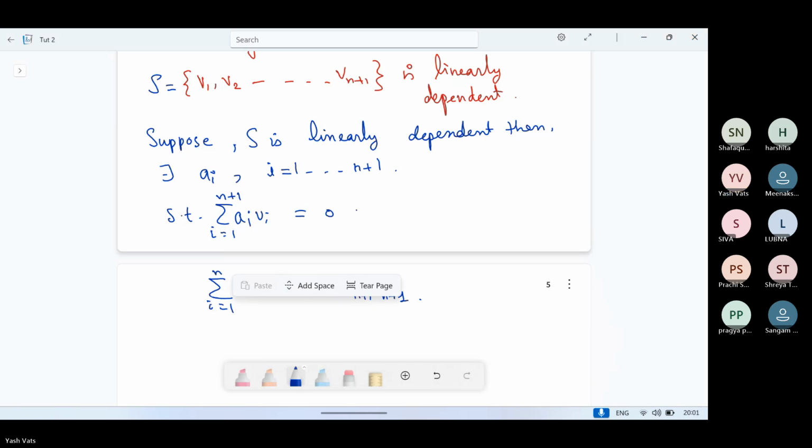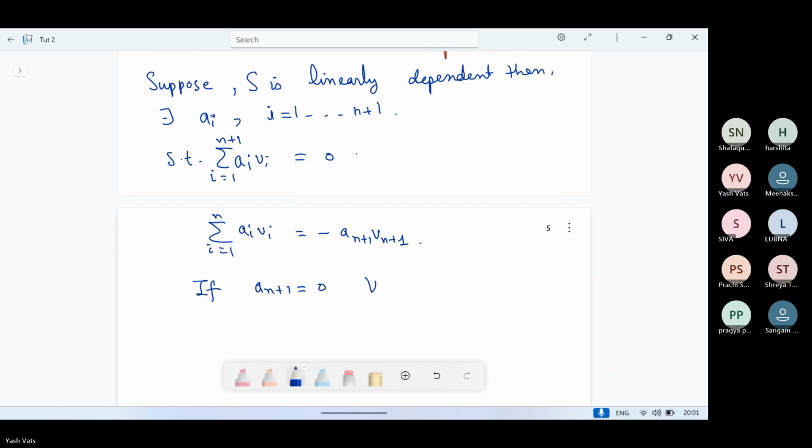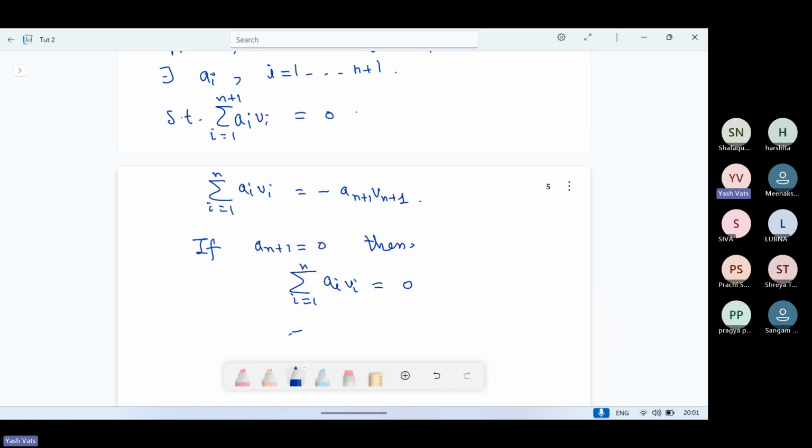Okay. So if a_{n+1} is 0, we have a condition, then the summation i equal 1 to n of a_i v_i is 0, right? This implies that a_i is 0 for all i, right?